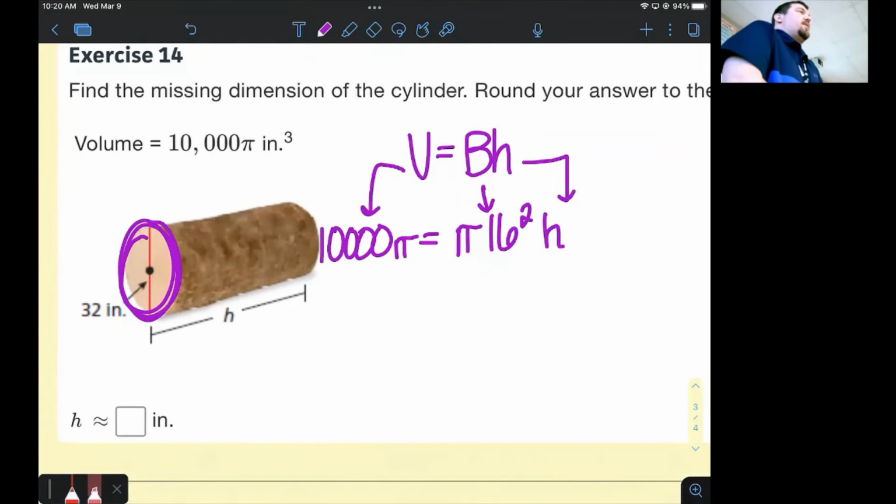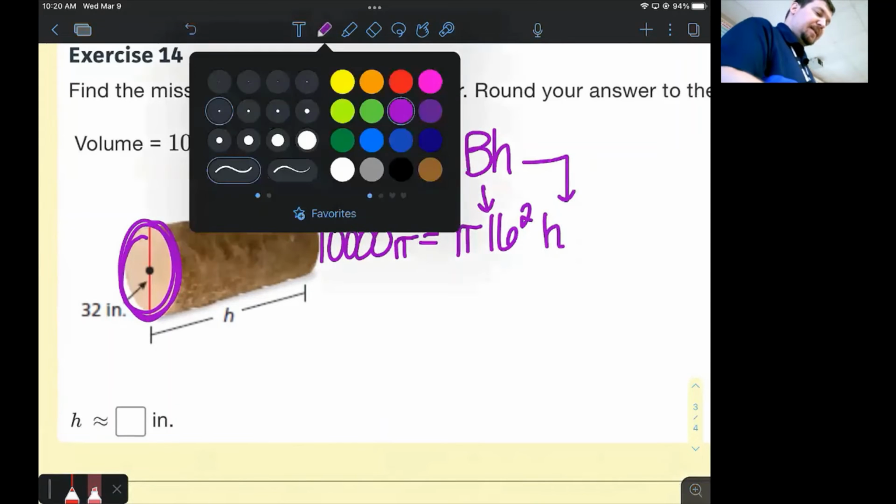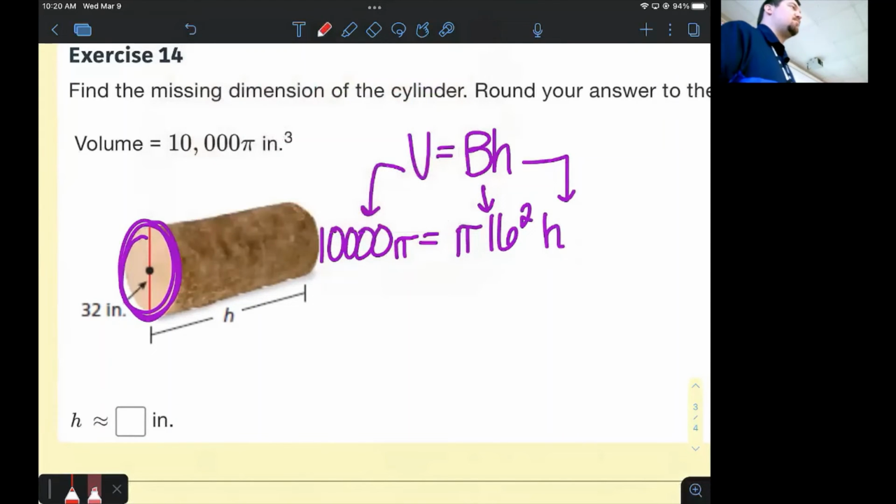What did we do yesterday when we were working? What did we do every time we work backwards? Natalie? Yeah, there's some sort of dividing we have to do, right? So the first thing I might notice is that if I'm going to get H by itself, I should probably get rid of the pi's. Both sides have a pi. So if I divide pi from this side, I can just scratch it out.